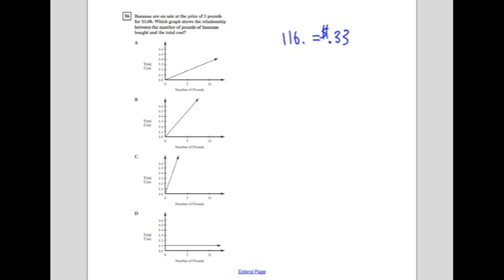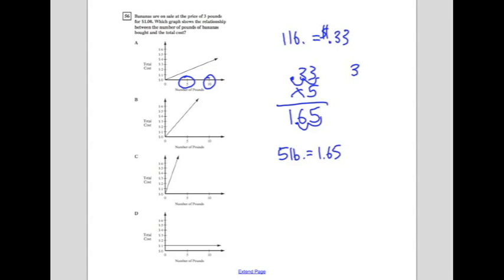Okay, so let's go ahead and figure this out. As you can see, all the graphs here show 5 and 10 pounds of bananas. So let's find out how much 5 and 10 pounds cost. If it's 33 cents per pound, I'm going to multiply that by 5. That's 15, carry the 1, that's 16. Don't forget to move over your decimal point twice. So for 5 pounds, it's going to be $1.65. 10 pounds is going to be twice as much, but let's figure that out by multiplying it. It'll be a lot easier.